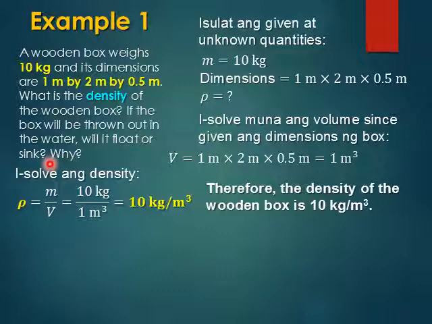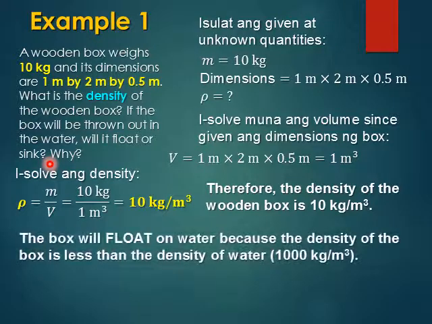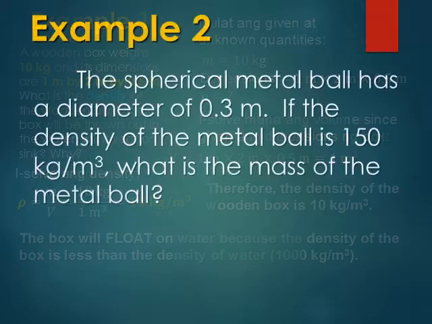It's very important to remember this constant kasi madalas nyo yung ma-encounter. Pag fresh water, that's 1,000 kg per cubic meter. Kapag naman salt water, that's 1,025 kg per cubic meter. So, in this case, the box will float. Okay? Bakit? Kasi, yung density ng box is only 10 kilograms per cubic meter, which is less than the density of water, which is 1,000 kilograms per cubic meter.